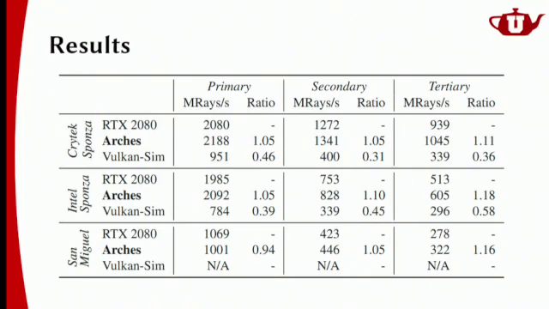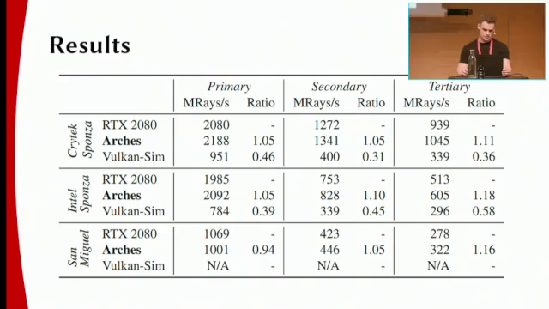And here are the results we got. So you can see that across the board, we match very closely to actual NVIDIA hardware. So within 16%, I think is the worst case on San Miguel tertiary rays. But we can see that across very different ray distributions and very different scenes, we still seem to correlate very well with real hardware. And then just as a note, we weren't able to run San Miguel on VulcanSim because the BVH is absolutely massive and it causes a crash if you try.